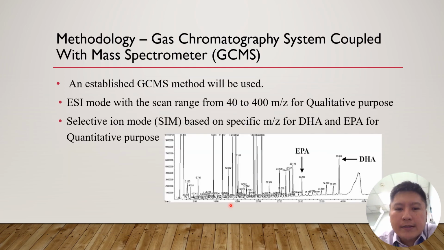For the GCMS testing, an established GCMS method will be used. For the MS conditions, ESI mode with a scan range from 40 to 400 m/z will be employed for the qualitative purpose of the fish oil samples. Then, SIM based on the specific m/z ratio will be used for the quantitative purpose of DHA and EPA content. As you can see from here, this is the data we expect to get from the ESI mode, which shows a peak of EPA and another peak for DHA.